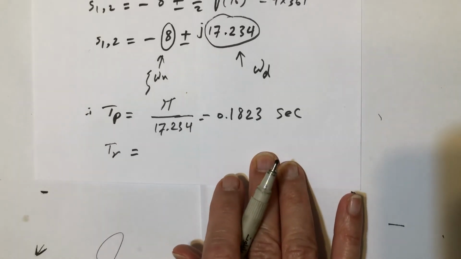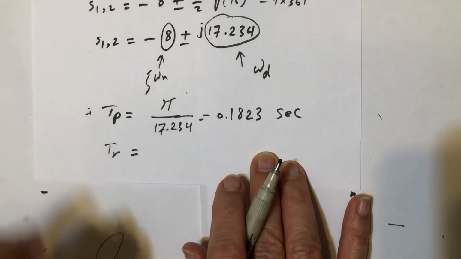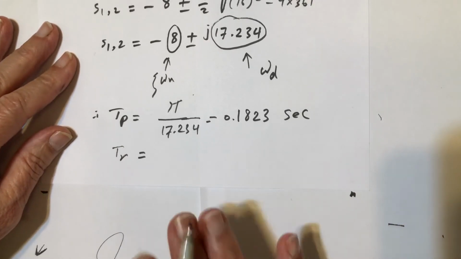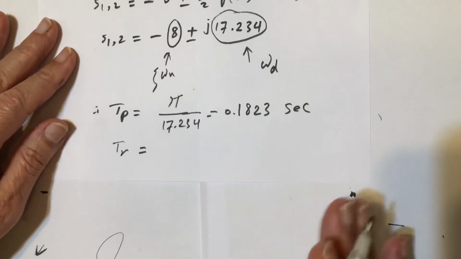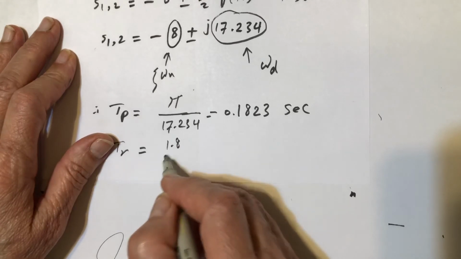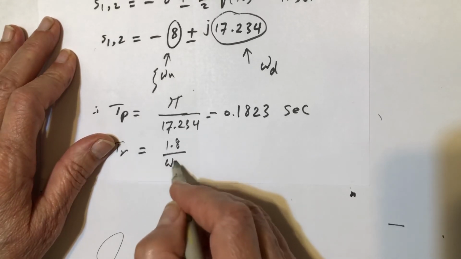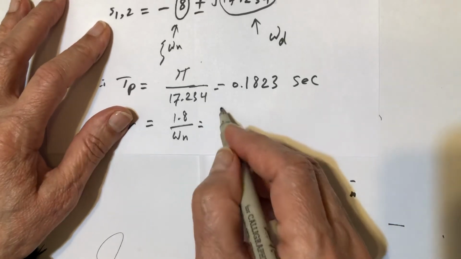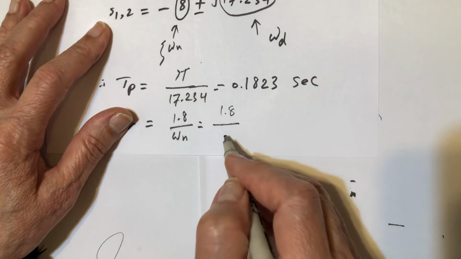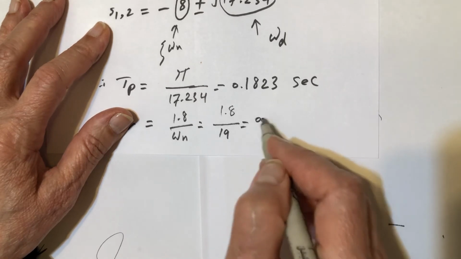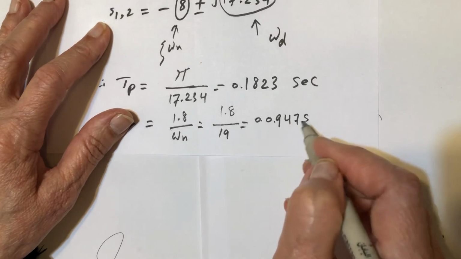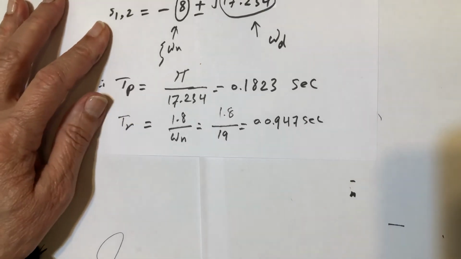He used an expression. Maybe I'll postpone it now; I'll give it to you later when you read or follow up, because there are too many expressions. So I'll use 1.8 over omega n, which is 19, and it equals 0.0947 second. Okay, this is Tr.